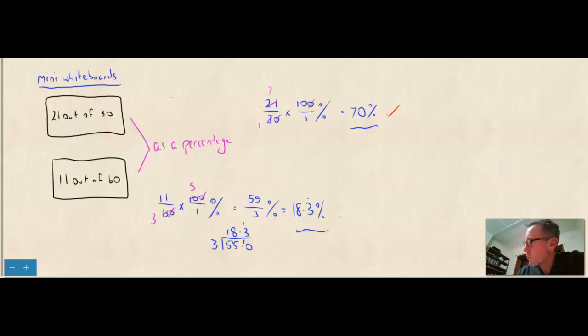So now we're going to move into some more practical type of examples.